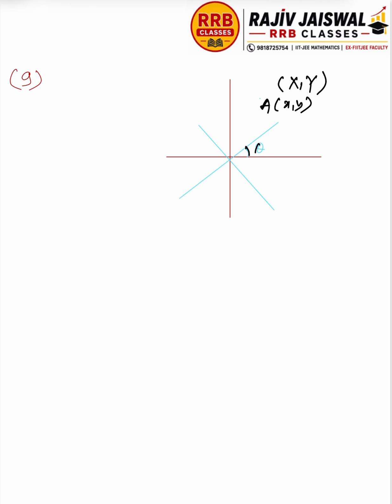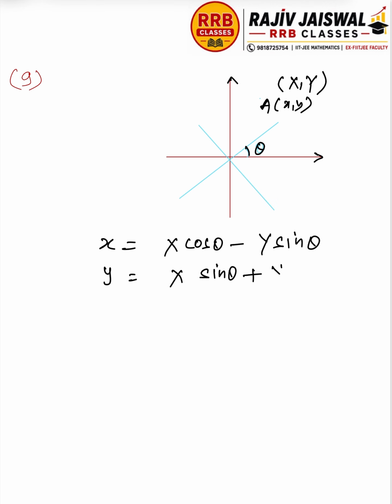If you rotate the axis by an angle theta, so if you already went through the topic, we know the relation. What is the relation? The relation is x is equal to capital X cos theta minus capital Y sin theta, and small y is equal to capital X sin theta plus capital Y cos theta. You can remember this result directly.